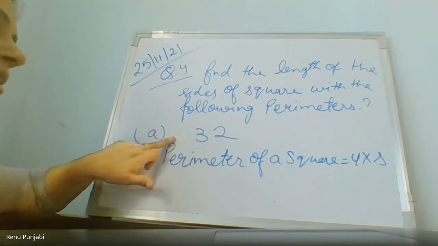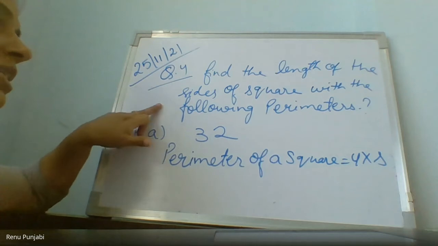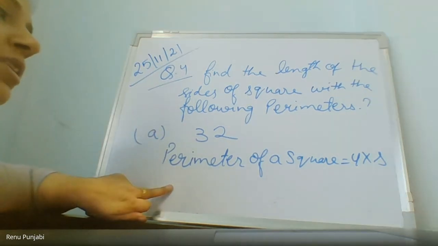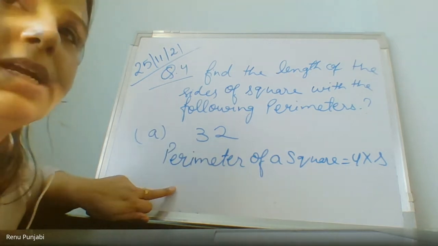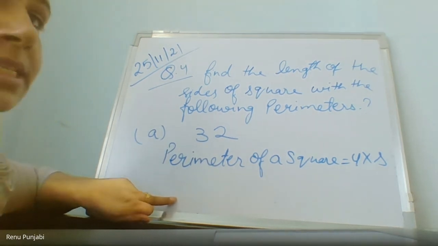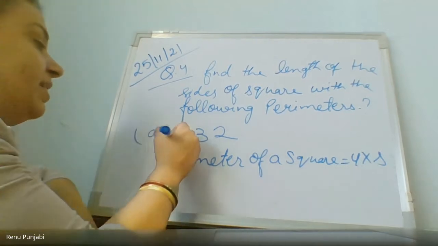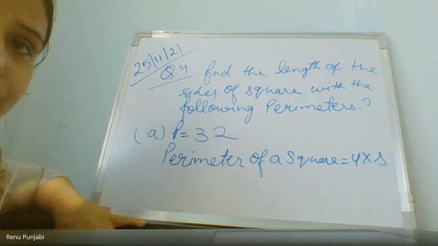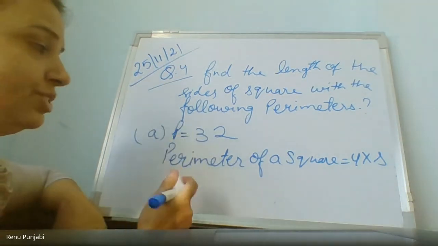32 is the perimeter, and this is a square figure. For finding the perimeter, the formula is perimeter of a square equals 4 multiplied by side. But here the side is not given. The perimeter equals 32, which is given to you. Ma'am, we can make boxes and find it. Perimeter is the outside part.